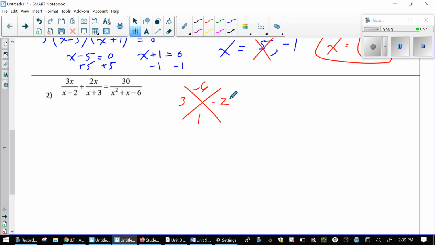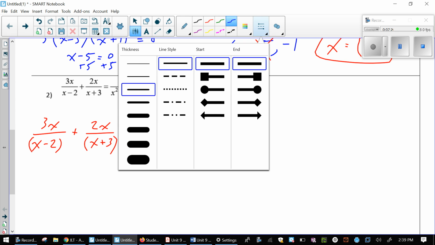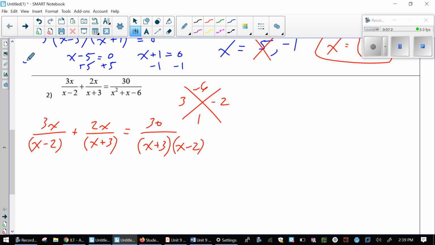And notice, guys, how nice this ends up working out, just like our last one. They won't always be like this, but it is nice when we see stuff and see some patterns, some similarities. And here's our factor form, x plus 3 and x minus 2. So just like we did before, get our common denominator, then we can cancel out those denominators.